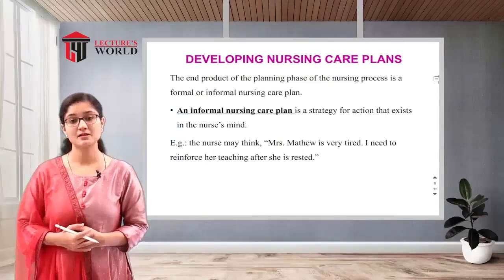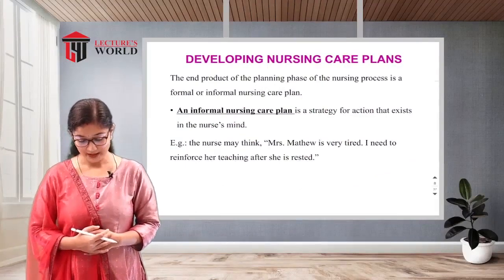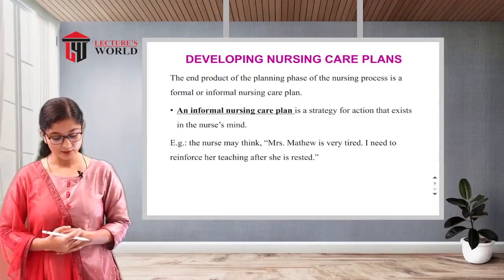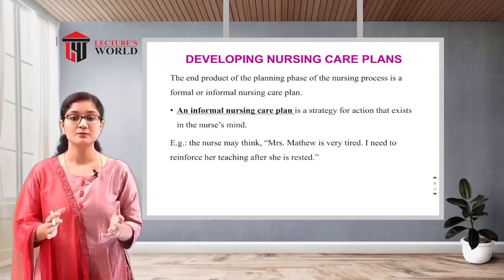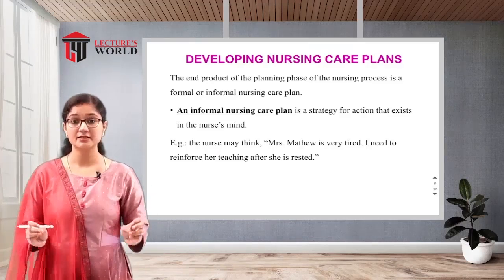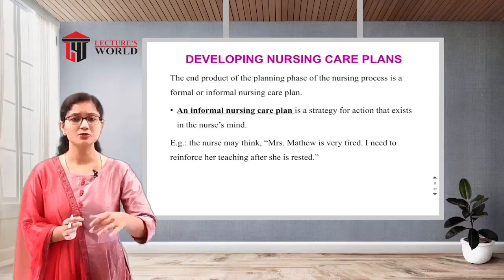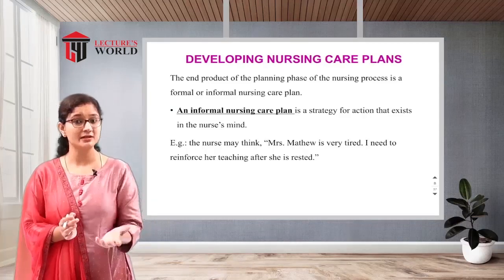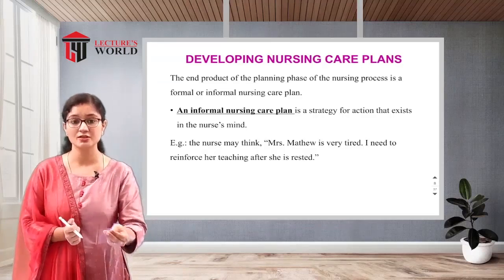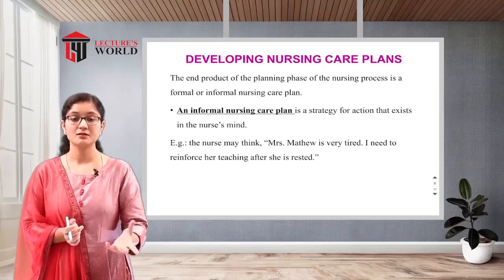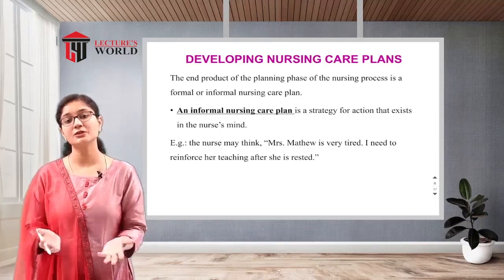Next is developing a nursing care plan. The end product of the planning phase of the nursing process is a formal or informal nursing care plan. What do you understand by formal? Formal means where you are just going to write it down and keep a record of it, like a formal interview or formal dress. For example, when you approach your teacher, we call it formal communication. Informal is the way you talk with your friends.